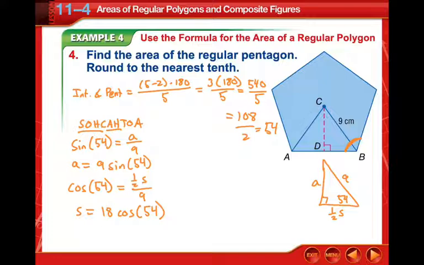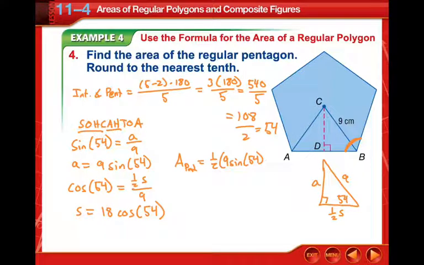So now, again, I'm not going to figure that out. I'm going to leave that as it is and just use these as they are in the formula for the area of our regular polygon. So the area of the polygon, in this case a pentagon, is equal to 1/2 of our apothem, which we just got is 9 times the sine of 54.